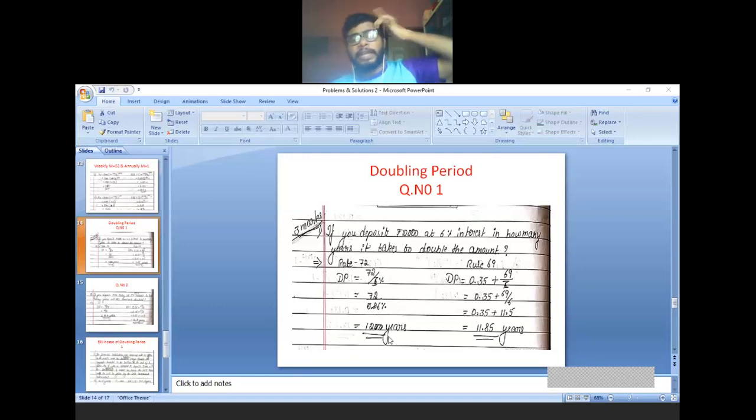So what is the meaning? If you invest 10,000 rupees today, that is the principal value, at a 6% interest rate, in 12 years, after 12 years you will get 20,000 rupees. That means exactly 12 years are needed at 6% interest to double your amount.